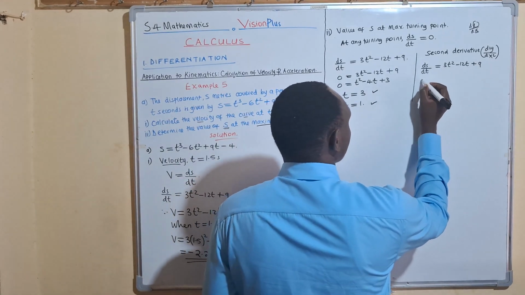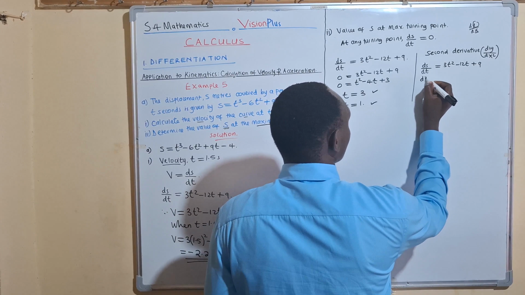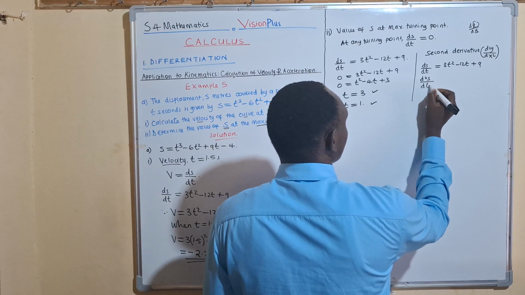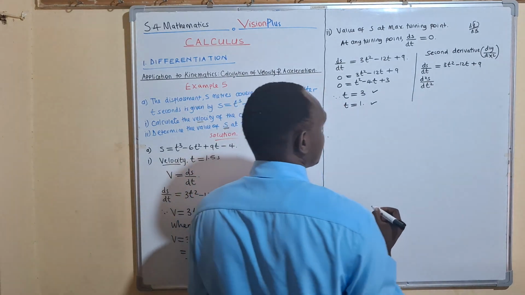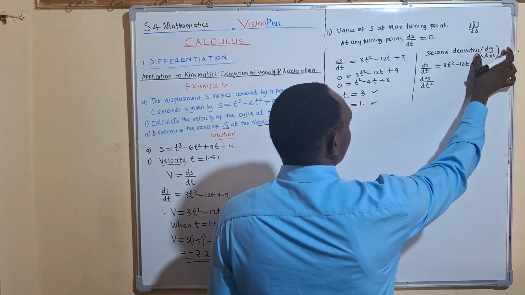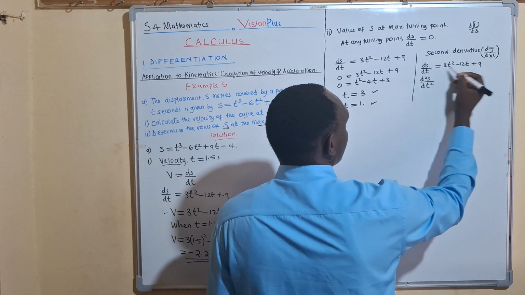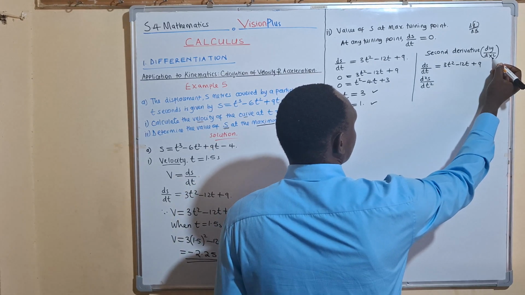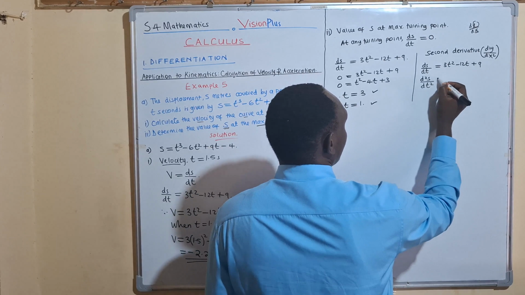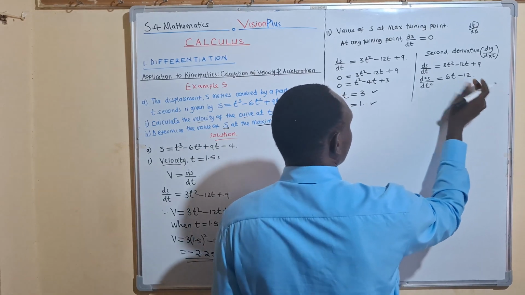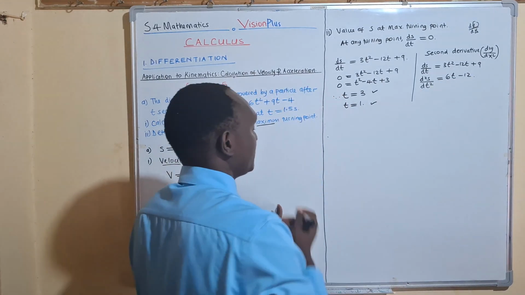So we find the second derivative, d squared s/dt squared. This was the general expression, but our function is not y, our function is s. Our variable is not x, it is t. Then we differentiate this, and it gives us 6t minus 12. This is the second derivative.